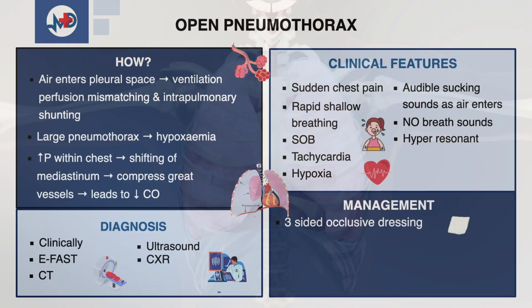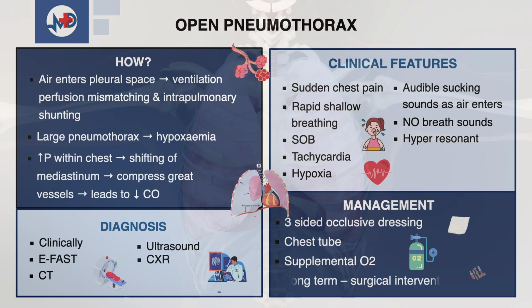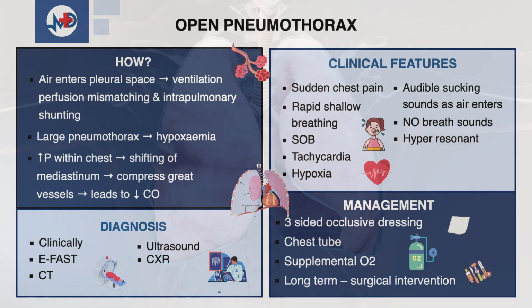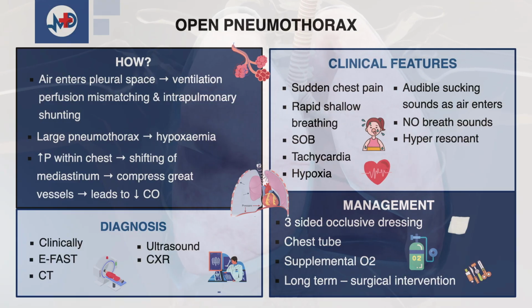Otherwise, a tension pneumothorax may develop. Then, a chest tube may be further used to assist in breathing. Supplemental oxygen may be administered if hypoxia is severe, and long-term management includes surgical intervention to repair the open wound or any other injuries.